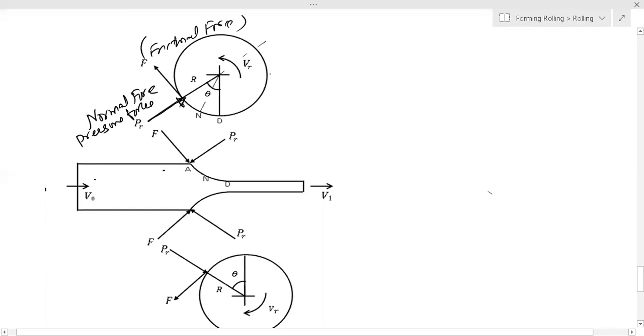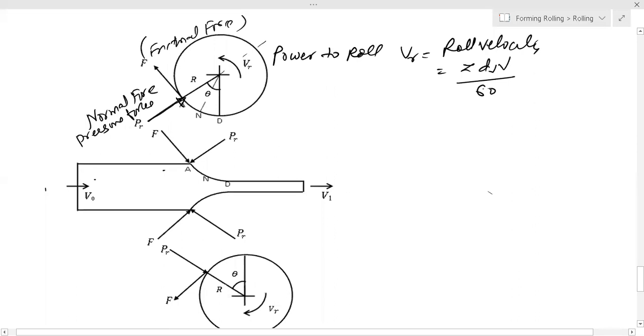This is the free body diagram of the roll. So the roll will be moving like this. We are giving power to the roll to move. So it has a constant roll velocity, that is equal to pi D N by 60. D is the diameter of the roll and N is the RPM.